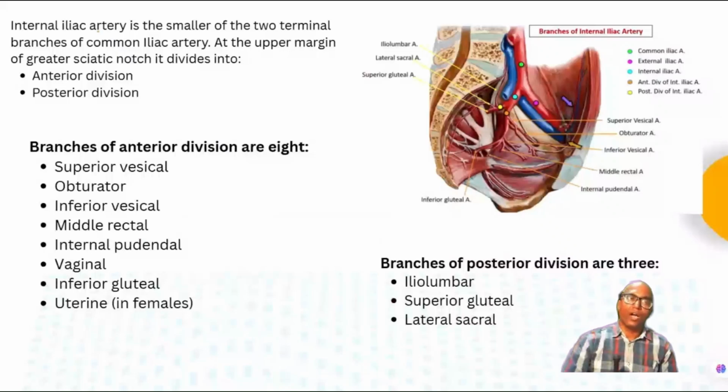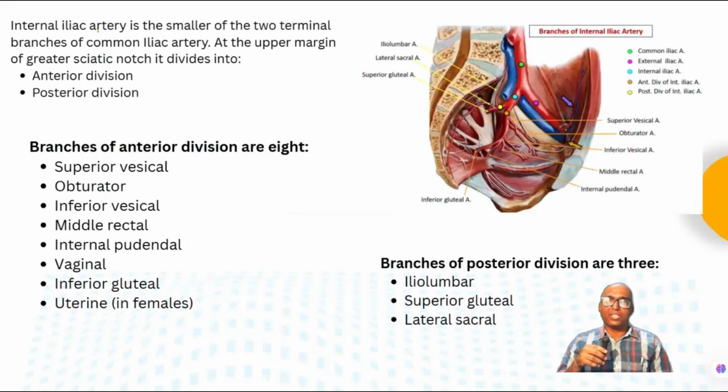Another thing which last time we have not much discussed is the internal iliac artery. We know that the common iliac artery divides into two, external iliac and internal iliac artery. Internal iliac artery is the smaller of the two terminal branches of the common iliac artery. At the upper margin of the greater sciatic notch, it divides into anterior division and posterior division.